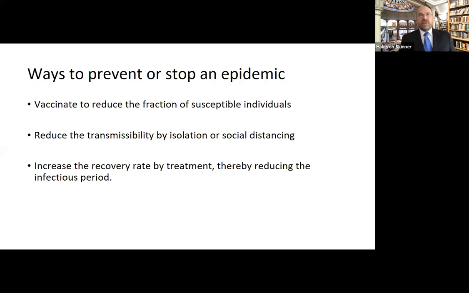The other consistent feature from all models is that the ways that you can prevent or stop an epidemic would be to vaccinate or reduce the fraction of susceptible individuals, or to reduce the transmissibility from an infected to a non-infected person through isolation at an individual level. That would be like contact tracing and isolation, or through social distancing, which is a more general population-based isolation strategy. Finally, another way to address a pandemic would be to increase the recovery rate by treatment. That is, getting people to recover from infection more rapidly, and that would reduce the period for which they were infectious. That would require, of course, an effective and widely available treatment to accomplish that.